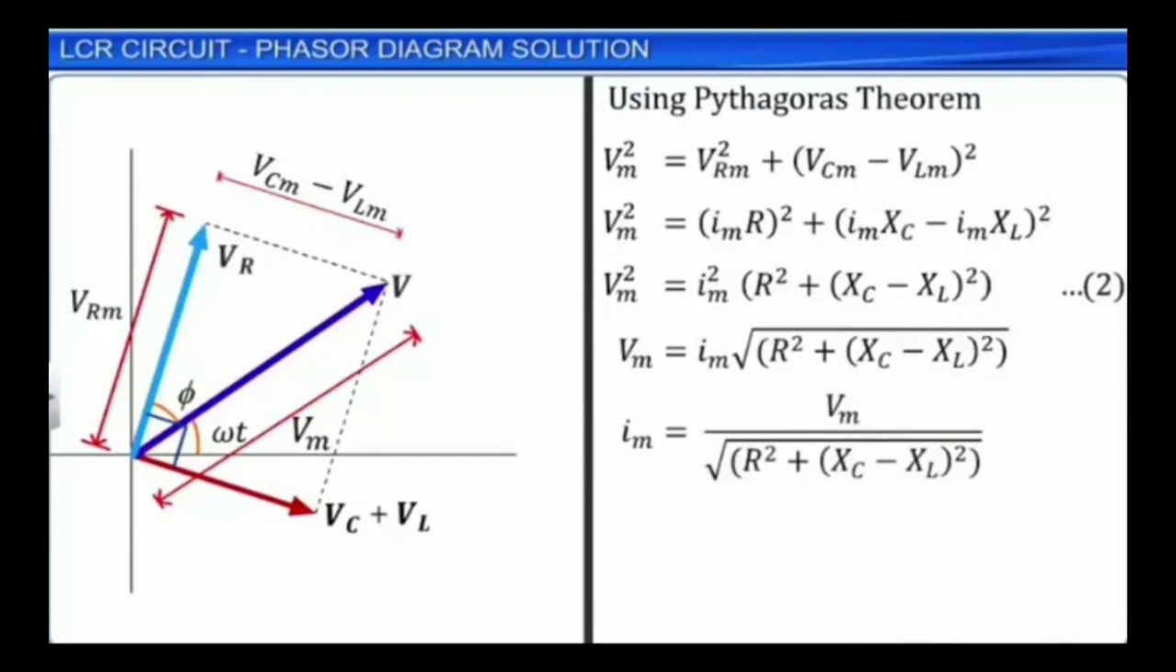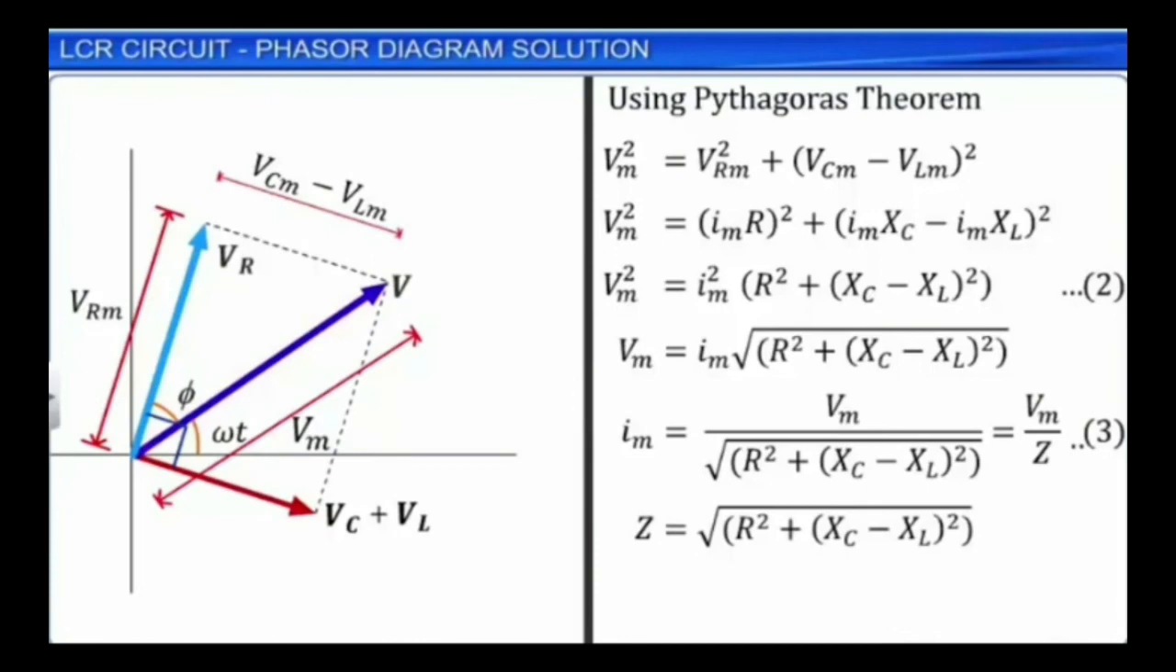The quantity in the denominator, that is root of R square plus (XC minus XL) whole square, has the dimensions of resistance, and it is called the impedance, written by the letter Z. That is, impedance Z is equal to root of R square plus (XC minus XL) whole square. Dimensionally, it is the same as resistance or reactance.